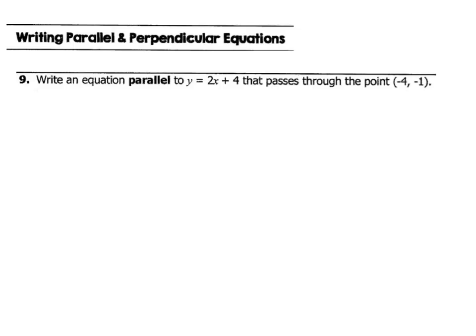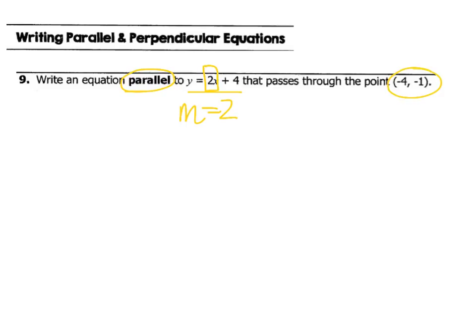All right, so number 9 is asking us to write an equation that's parallel to the line y equals 2x plus 4 and passes through the point (-4, -1). So the key word here is parallel. This new equation needs to be parallel to this equation. If it's parallel, that means it has the same slope. So we want our new equation to have a slope of 2, m equals 2.